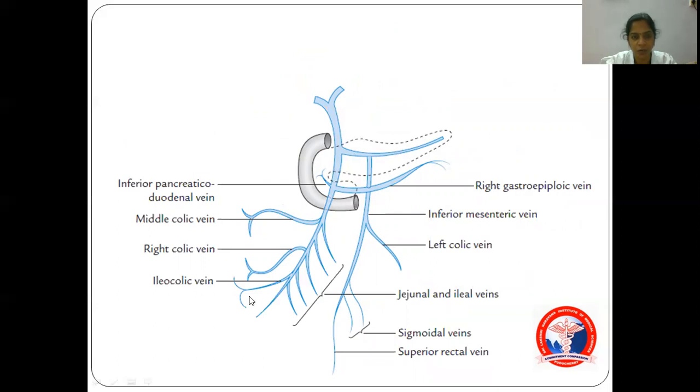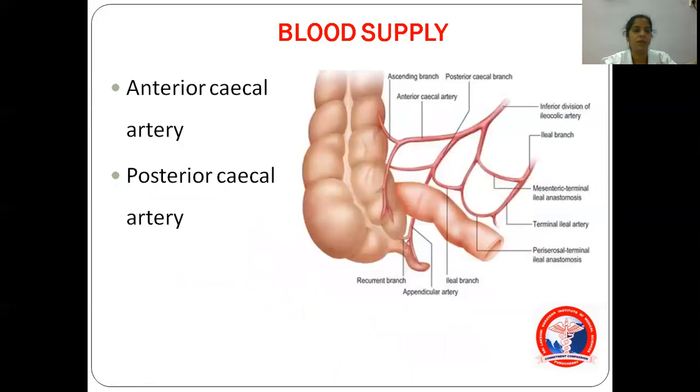The tributaries of the superior mesenteric vein are the ileocecal vein, ileocolic vein, right colic vein, middle colic vein, and you can see the jejunal and ileal veins. This ileocolic vein we have to concentrate on. It drains into the superior mesenteric vein, and it will be draining the cecum. Now you know the arteries and veins in the abdominal cavity. Now we'll discuss the blood supply of the cecum.